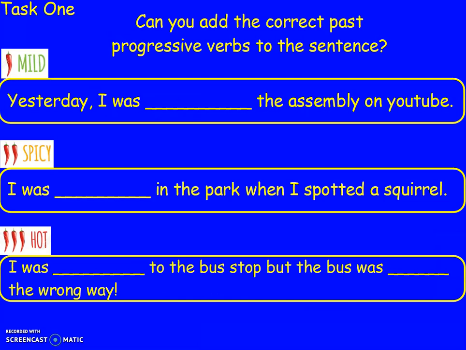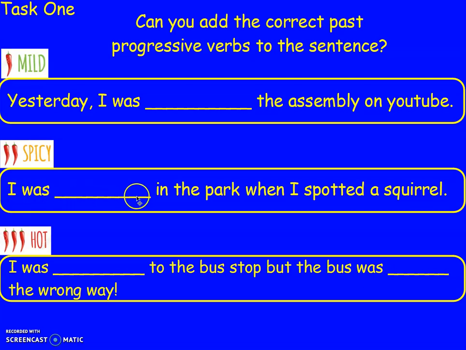For your first task today, I want you to have a look at these sentences and see if you can add the correct past progressive verb into the blank spaces, okay? So there might be more than one option for each blank space. So Mild says, yesterday, I was blank the assembly on YouTube. Think about what verb could go in there. How would you make it past?